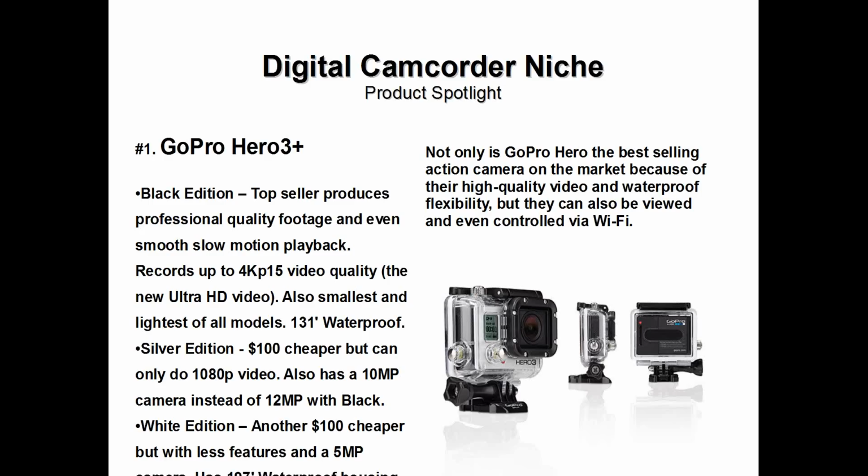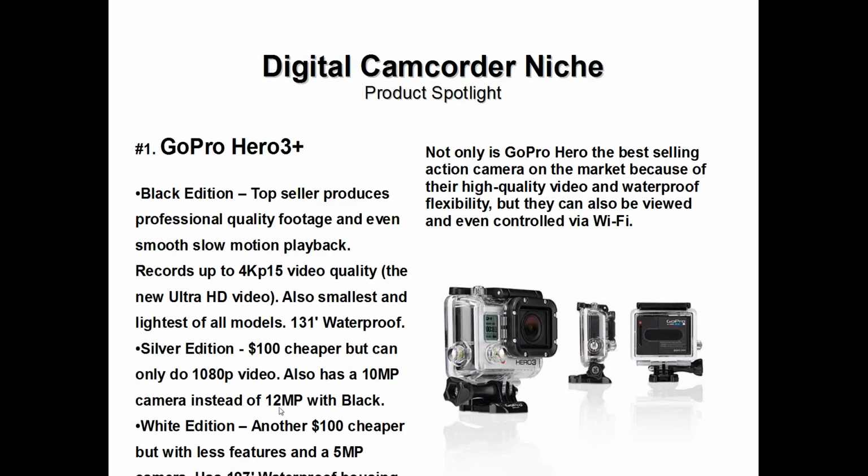Now, for $100 cheaper, you can drop down to the Silver Edition. What you're sacrificing here, besides some of the other minor little features, is the video quality and the camera quality. You're not going to be able to do the Ultra HD anymore. You're actually only going to be able to do full HD 1080p video, which in itself is not too bad. But when you're spending $300 on a Silver Edition camera and you can get the Ultra HD for only $100 more, most people end up ponying up the extra $100 for the Black Edition. As a result, the Silver Edition is actually the bottom seller of all three of these.